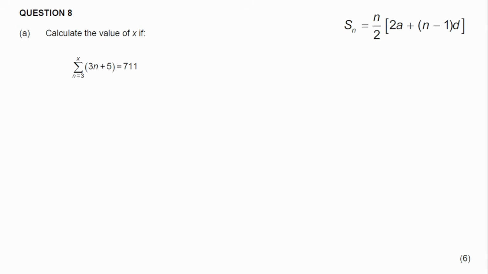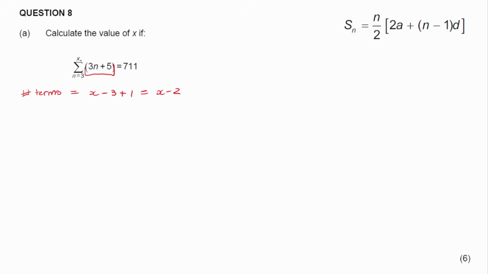In this question, we need to calculate the value of x if we sum 3n plus 5 from n equals 3 to x. We need to find x, and we know that that sum is equal to 711. So we know that this is an arithmetic sequence, and the reason we know that is because this thing here in the brackets is arithmetic. But what we also need to do is find out the number of terms in this sequence. So the number of terms is equal to our top number, x, minus our bottom number, 3, plus 1. So our number of terms here is just x minus 2.